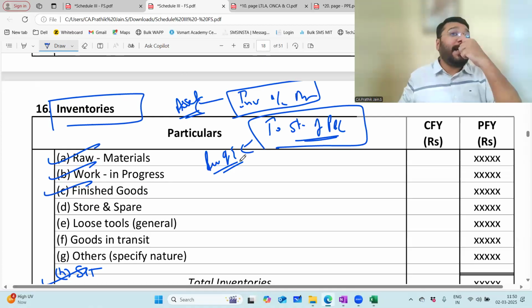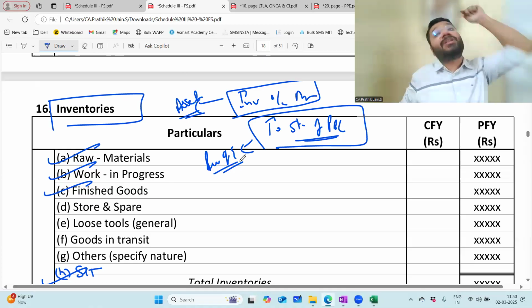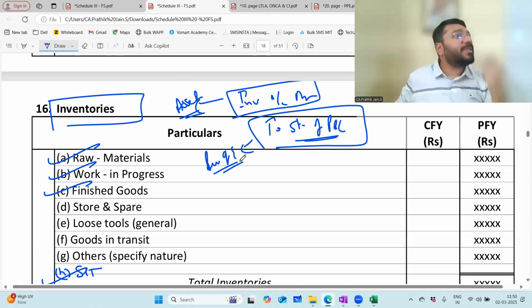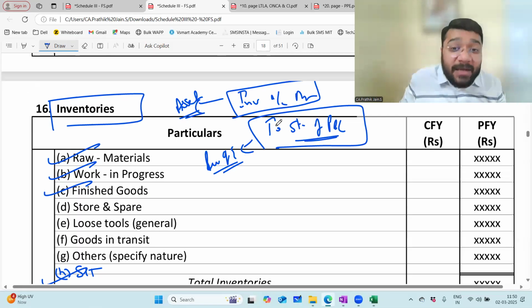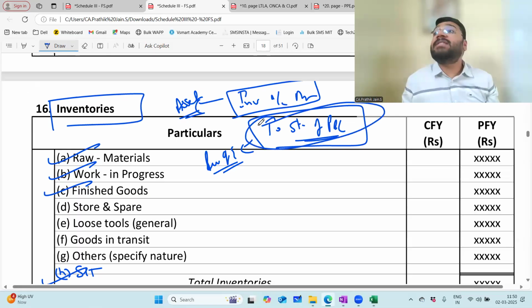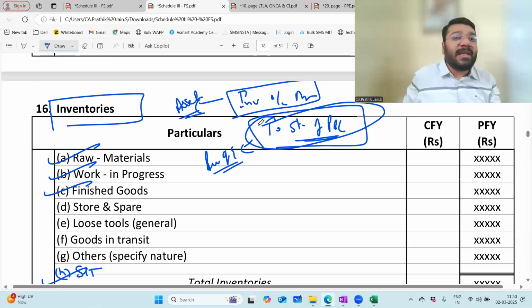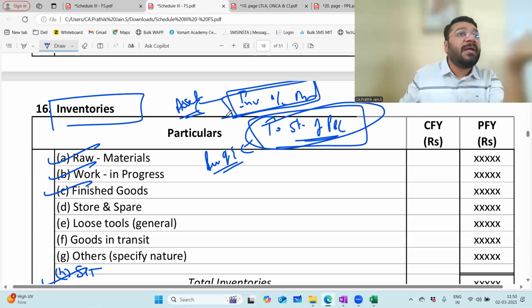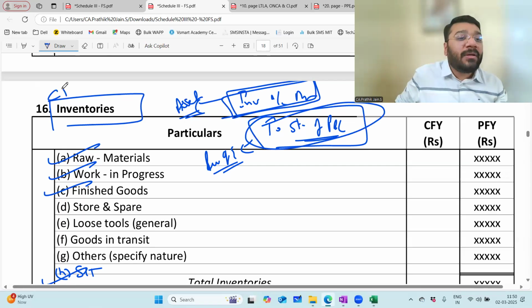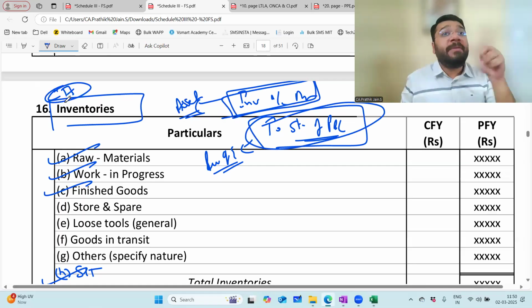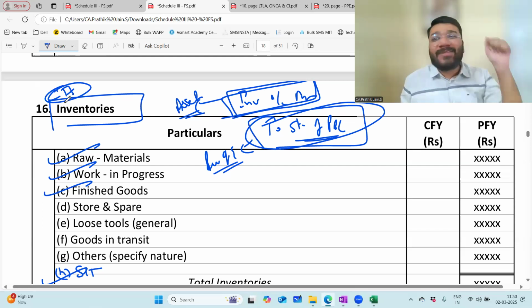So now you are telling that, sir, inventory already came under change in inventory. That is one part of the journal entry. Which part? The credit part of the journal entry goes to changes in inventory. The debit part represents your inventory, an asset. That should go in your current assets under inventories. So here what will you show? Opening, closing, the difference, or only the closing balance?